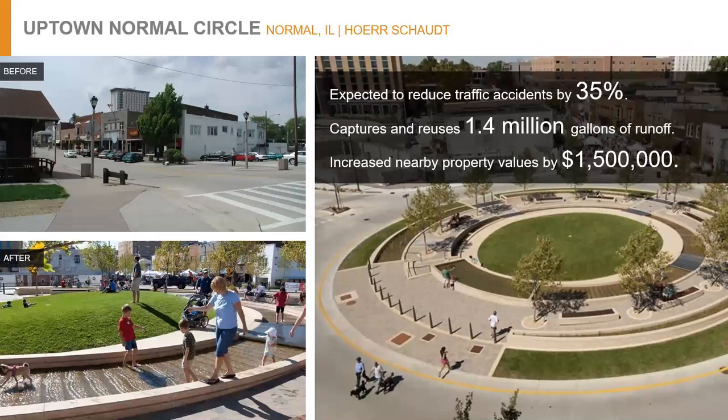The last project I wanted to share is Uptown Normal Circle in Normal, Illinois. So this is a park in a roundabout, and it was previously an uninspiring and somewhat dangerous intersection for pedestrians. And it really provides a gathering space downtown while addressing these safety needs. And basically improves safety for everyone, drivers, pedestrians. It eliminates costs associated with traffic circles, reduces traffic accidents, captures and reuses a significant amount of stormwater runoff. It serves as sort of a stormwater park. And then of course, increasing nearby property values, which is great in downtown Normal, Illinois.